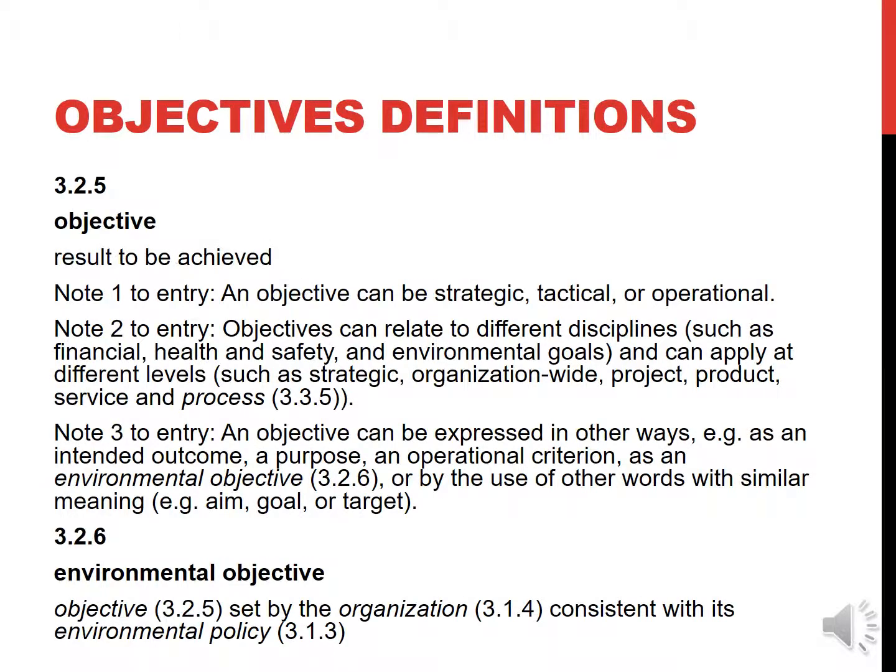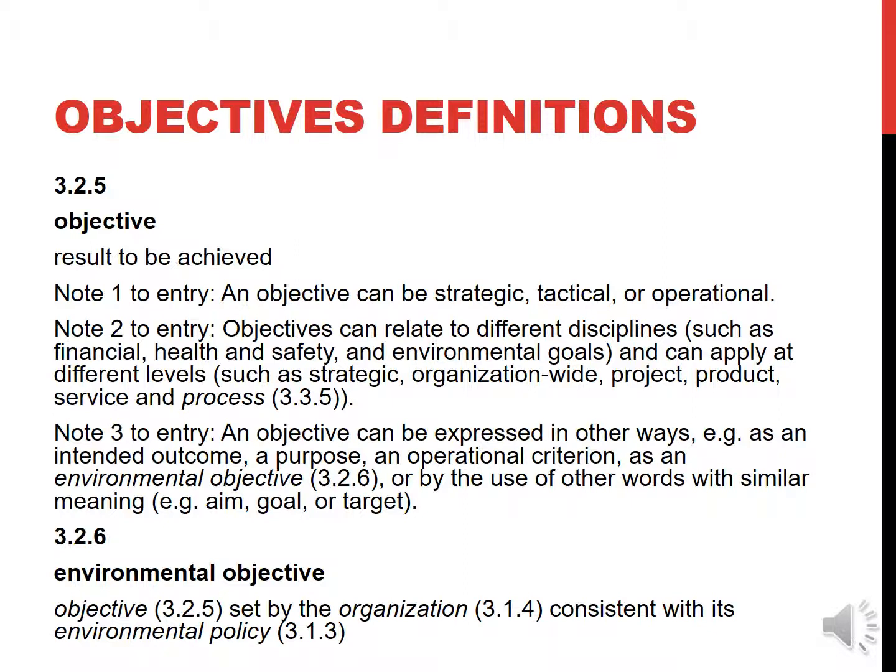To begin with, let's start with what we mean by an objective. An objective is very simply a result to be achieved. An objective can be strategic, tactical, or operational. We'll see in a minute how that fits in an organization. And objectives can relate to different disciplines, financial, health and safety, environmental goals, and can apply at different levels: the strategic, organization-wide, project, product, service, and process.